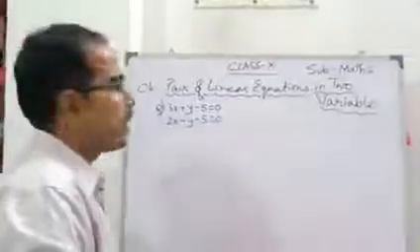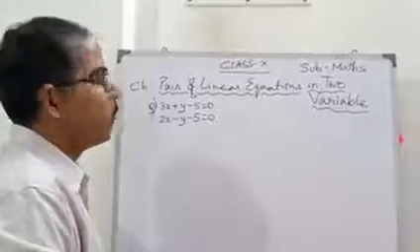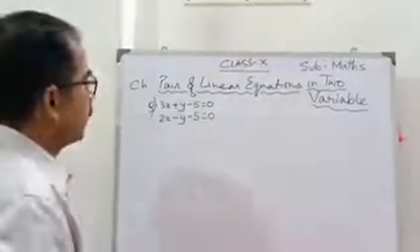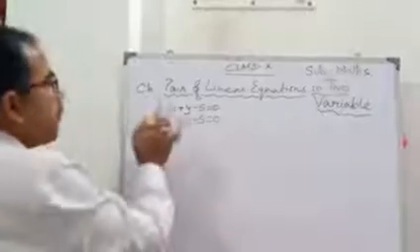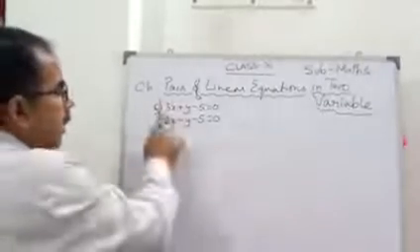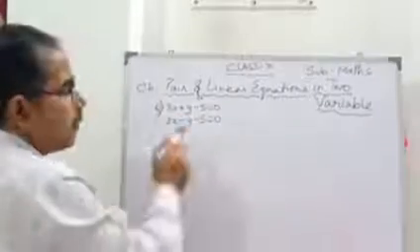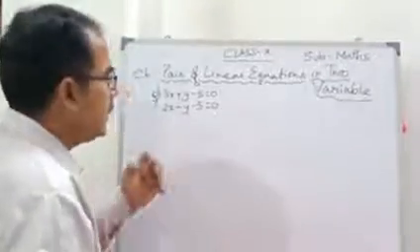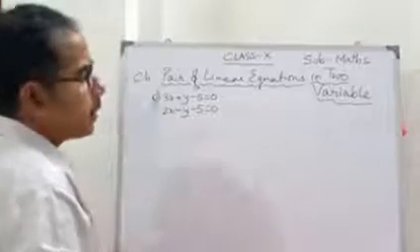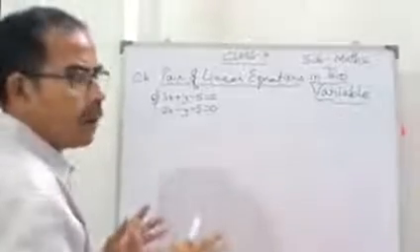Now let us start with one problem. I will discuss this problem so that it will be clearer to you. Suppose a problem has been given in such a way that 3x plus y minus 5 equals 0 and 2x minus y minus 5 equals 0. You have to represent this pair of linear equations of two variables on a graph. Then what will you do?